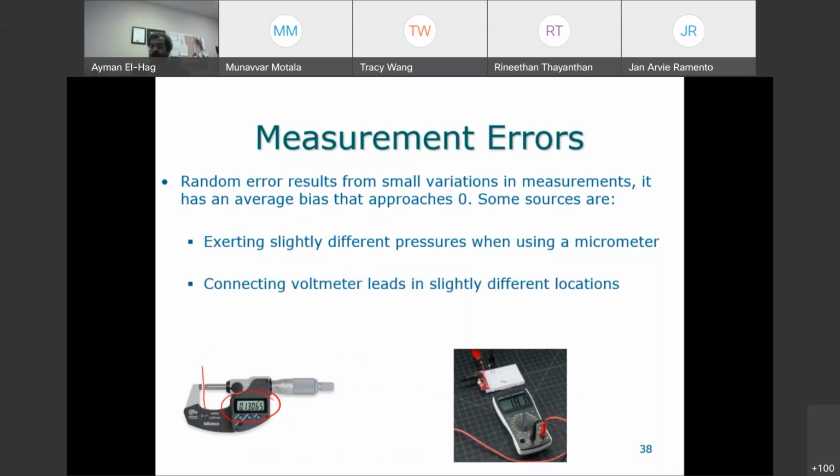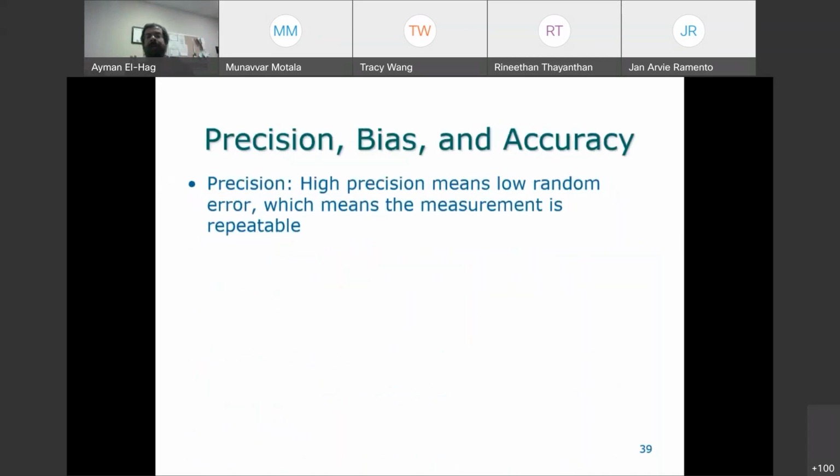Or you are measuring a voltage, and instead of having your probe at the exact same location, you are using different locations. So every time you are getting a different measurement. So this is a random error. Now, these errors will lead to three different important concepts. The first one is precision. High precision means that the random error is very, very small. But this doesn't mean that your measurement is correct. You could have a bias in the measurement, but there is no random error. Okay, so high precision means your result is repeatable.